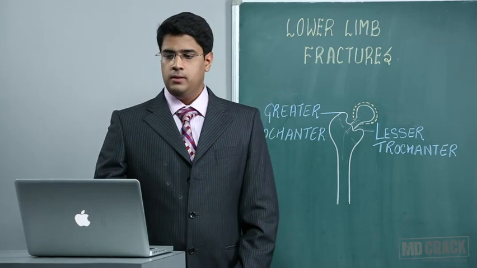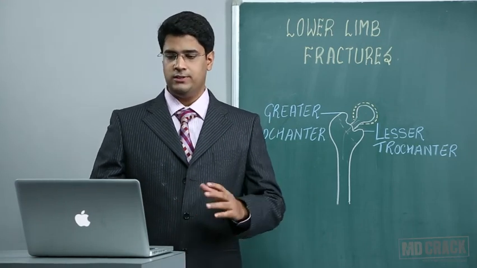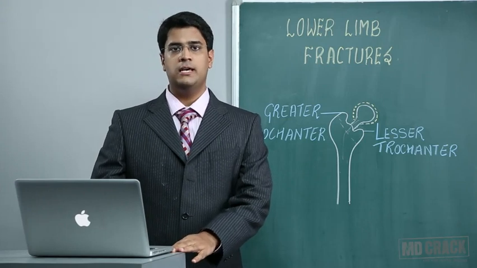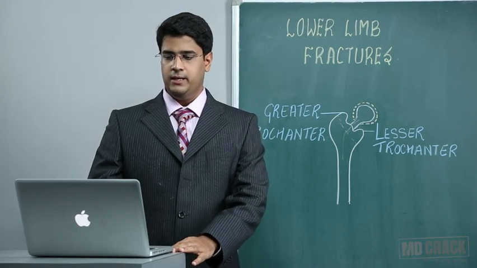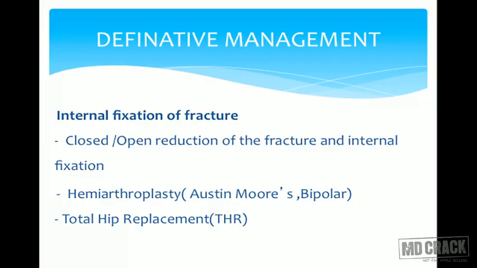After doing the basic treatment, you must come to the definitive line of management for these fractures. Usually closed reduction is done, and internal fixation of this fracture is a must. This can be done with the help of a cannulated cancellous screw, that is, CC screw. The second method is hemiarthroplasty in the form of Austin-Moore prosthesis and bipolar prosthesis, which is commonly done today. There are newer techniques, that is, modular bipolar techniques, which have also come today. And finally there is total hip replacement, that is, complete replacement of the head and even the acetabular part, which is done today.